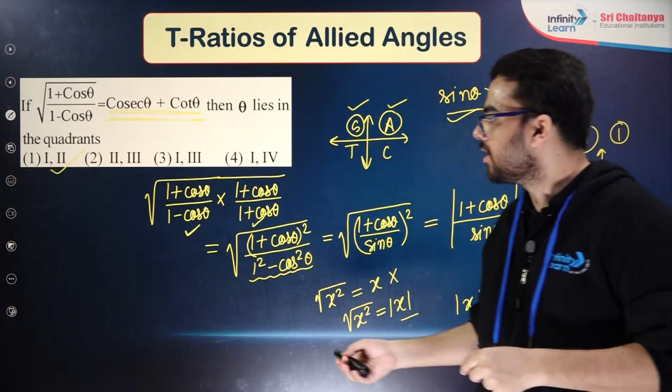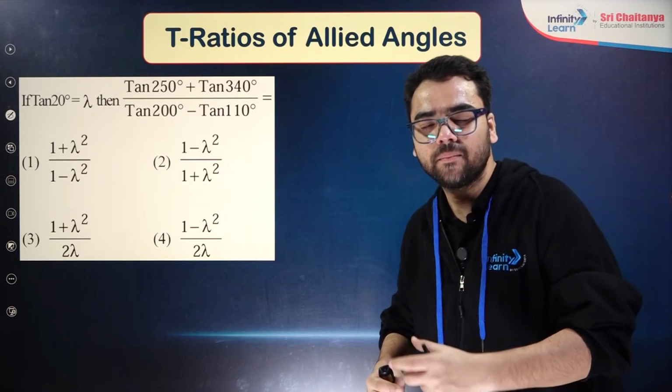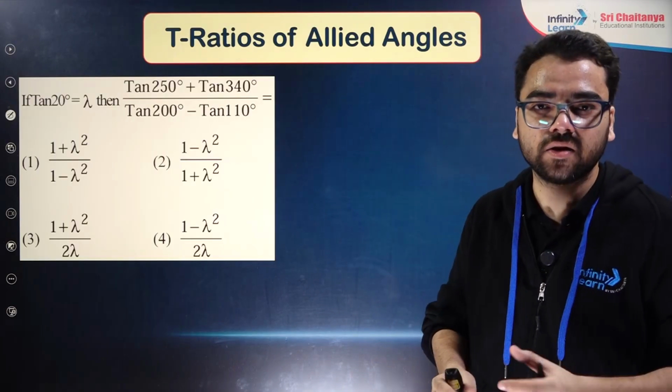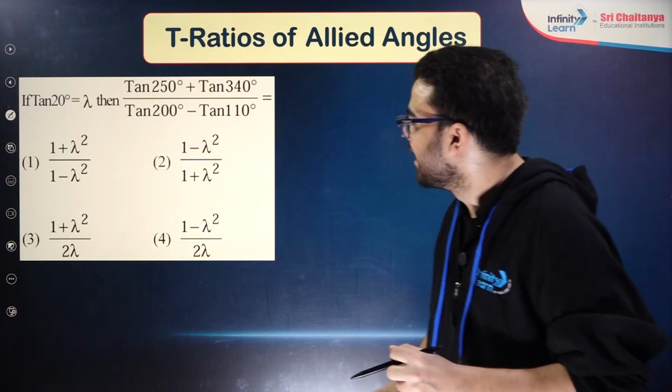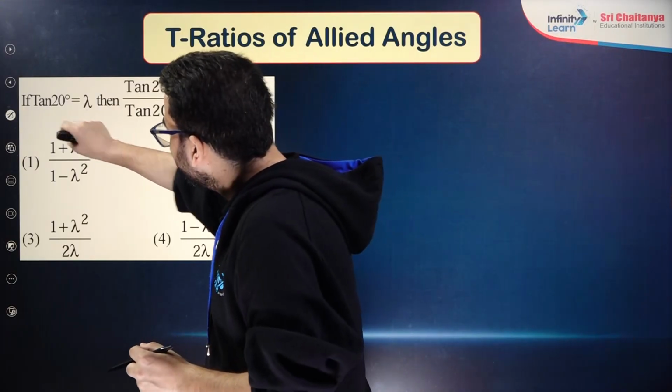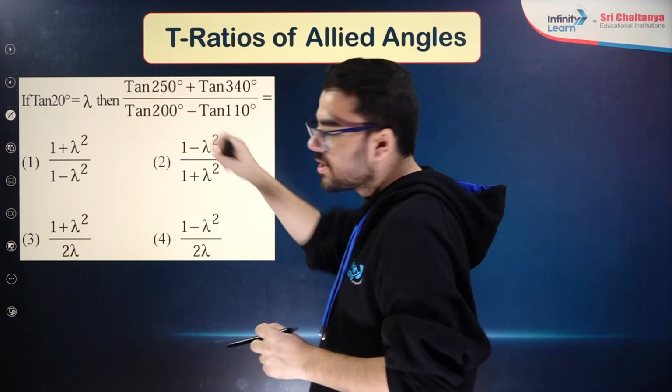Right. Now let's do a similar type of question over here. I mean, not similar, but on the basis of that allied angles concept only, whatever you may pronounce. So you see, tan 20 is given lambda over here. We have to find the value of this expression.